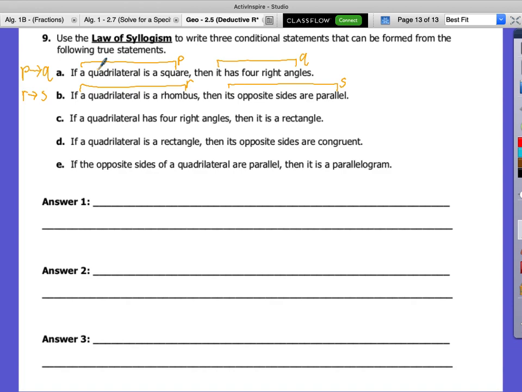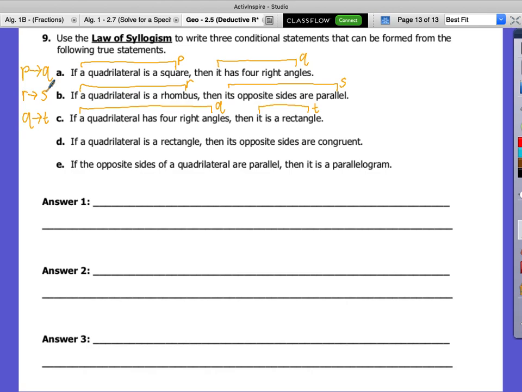If a quadrilateral has 4 right angles, then it is a rectangle. A quadrilateral has 4 right angles. Have we seen that before? Yeah. It's Q. It is a rectangle. That is T. That's new to us. So this one goes if Q, then T.